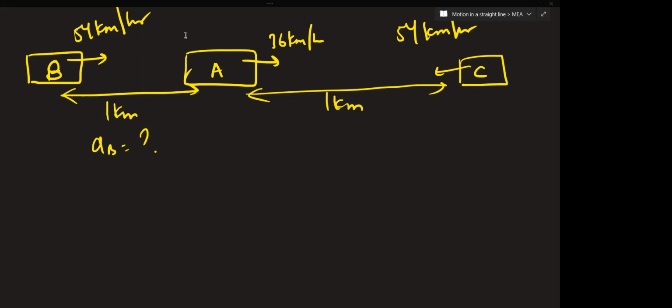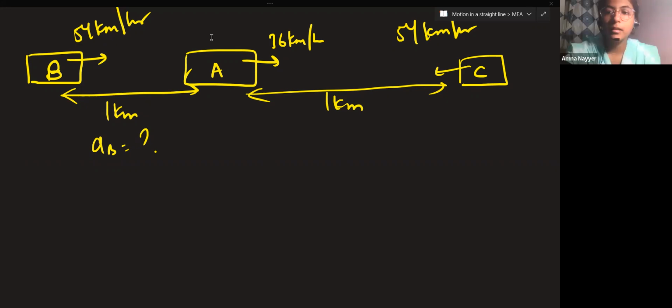Just convert the velocities into meter per second. All right, class. Yes, velocities. Just multiply the velocity by 5 by 18, you will get the answer. Someone has answered. Aisha, 15 meter per second.